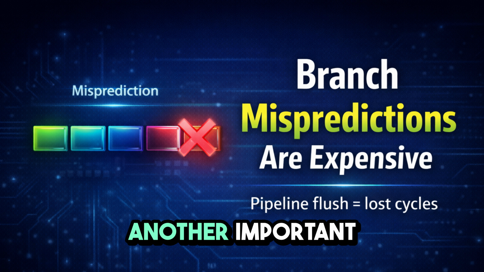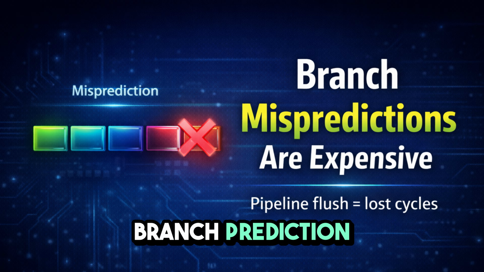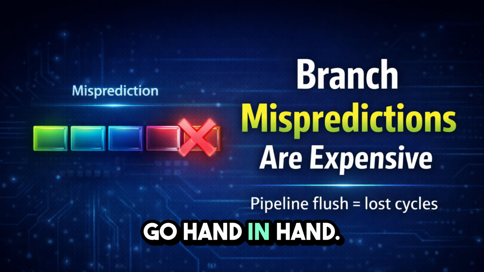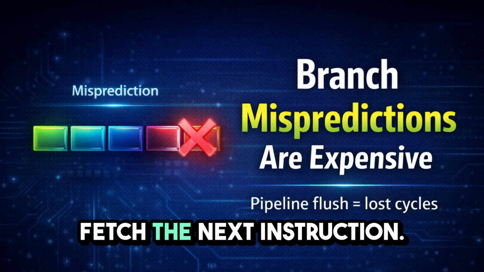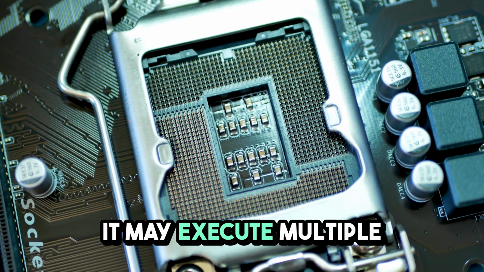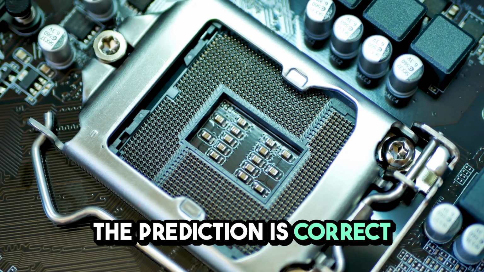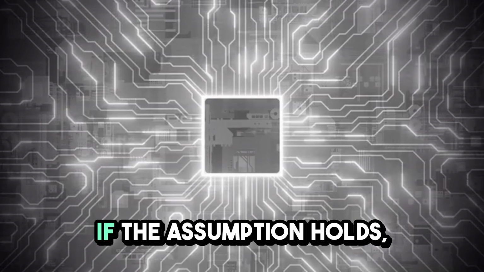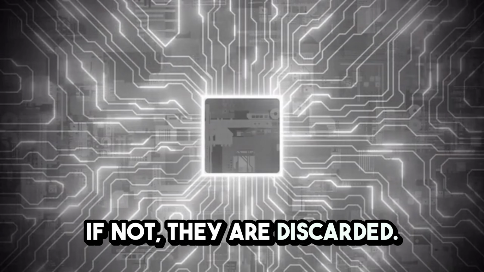Now let's introduce another important idea: speculative execution. Branch prediction and speculative execution go hand in hand. When the CPU predicts a branch direction, it doesn't just fetch the next instruction. It may execute multiple instructions ahead speculatively. It assumes the prediction is correct and continues processing. If the assumption holds, those results are kept. If not, they are discarded.